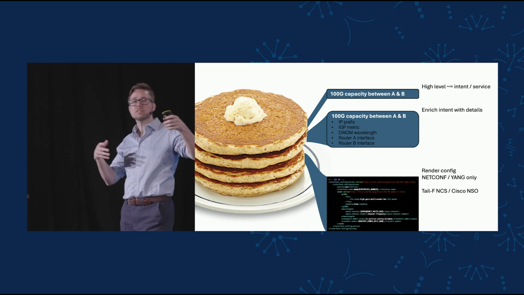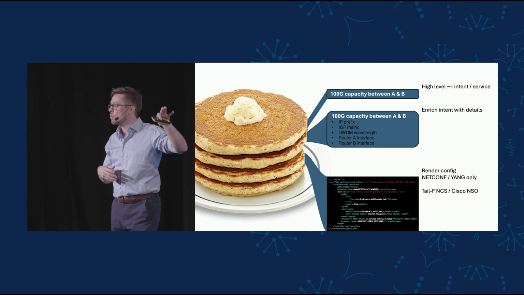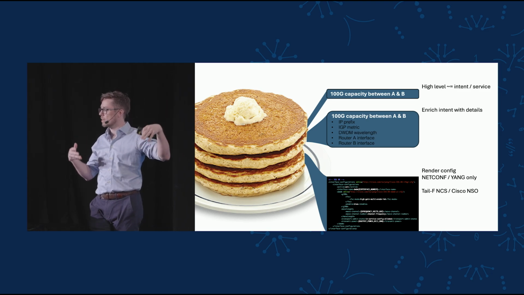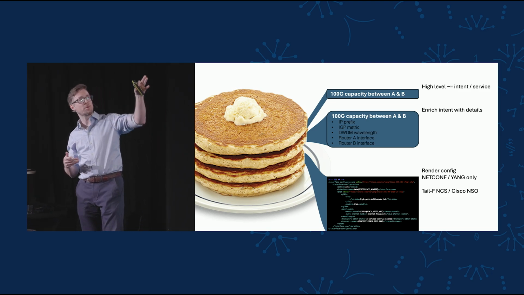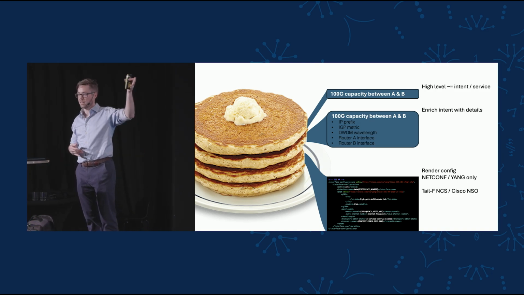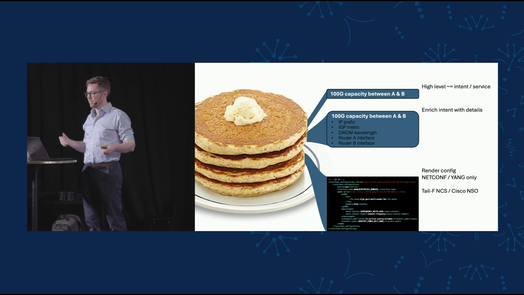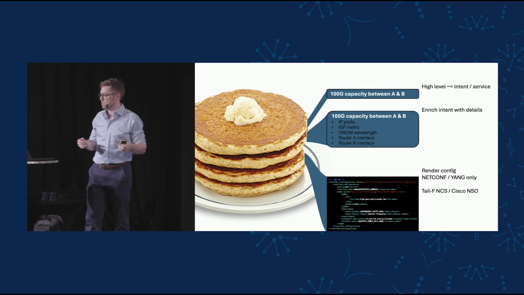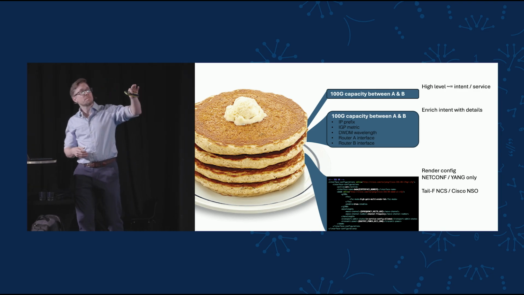On this high-level intent abstraction layer, we start with an abstract intent that we want to have some specific capacity between router A and B. It should be 100 gig. And mind you, this was almost 10 years ago, so 100 gig was actually something back then. Now I think, well, there are almost no slower interfaces. But then we go down.